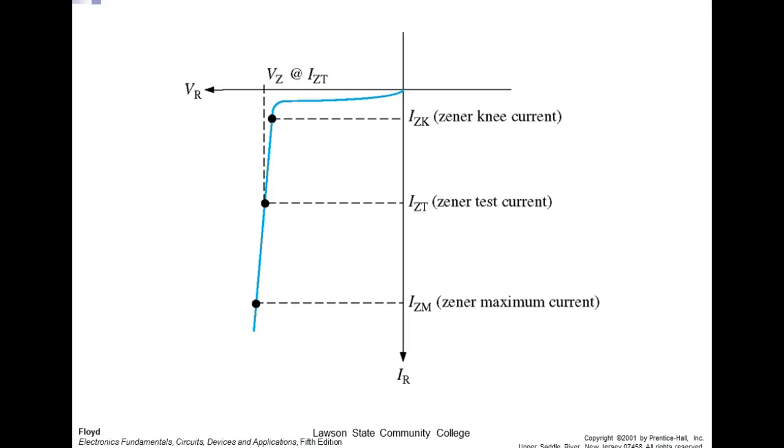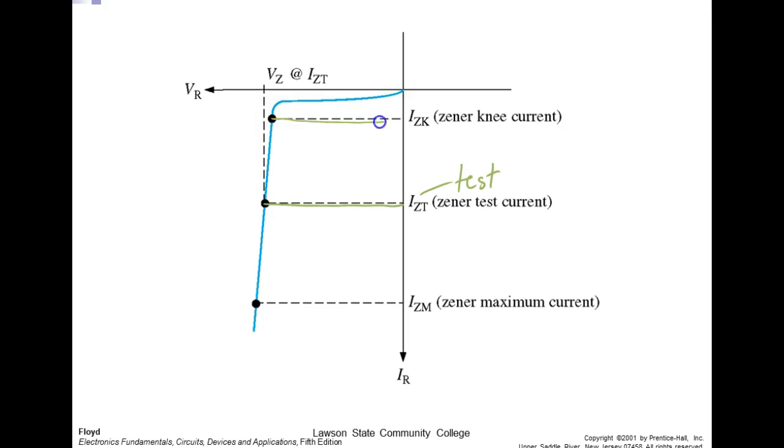So here are our measurements. Here's VZ, which we call the Zener voltage. We call this IZT, and this is called the test current. The Zener test current is the current flow through the Zener where VZ is established. So when we say it's a 5-volt Zener, that's usually at test current, because that's about in the center of the curve.